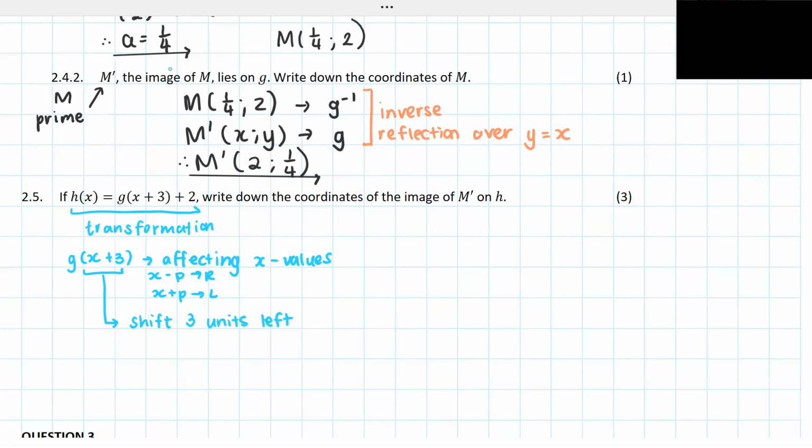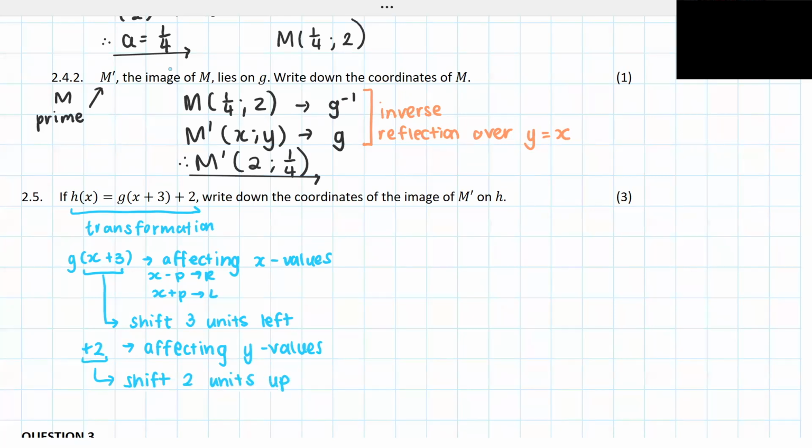Right, so always remember, if it's x plus or minus, you're shifting left or right. When we now consider that plus 2 at the end, it's not attached to an x or anything, so this is now affecting my y coordinates, or my y values. Anytime your y values alone are being affected, it's a shift up or down. So this is telling me that I've shifted 2 units up.